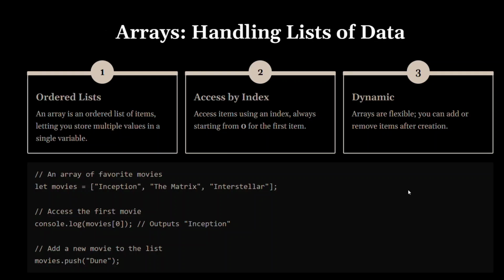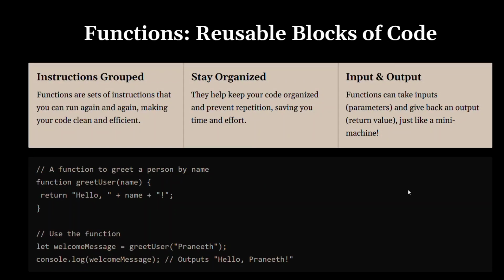Next, functions. Coming to the next topic, functions. Functions are reusable blocks of code. Functions are sets of instructions that you can run again and again, making your code clean and efficient. Staying organized: they help us keep our code organized and prevent repetition, saving our time and effort, just like saving time complexity. Simple input and output: functions can take an input, like parameters, and give back an output, a return value, just like a mini machine.